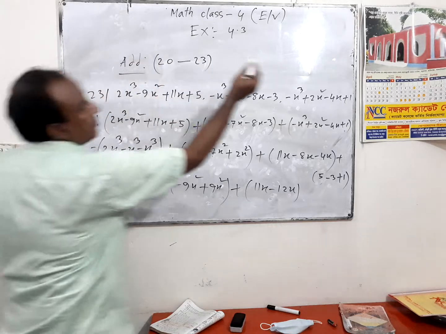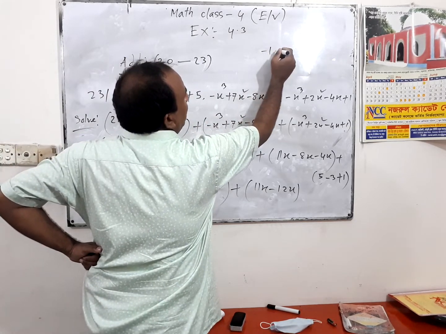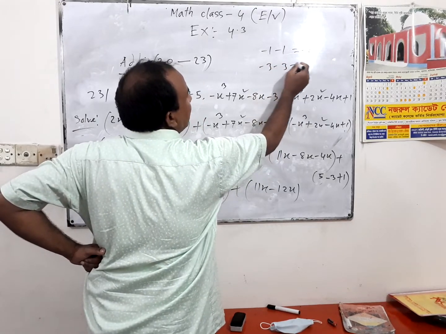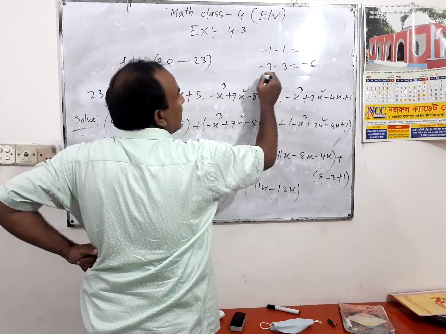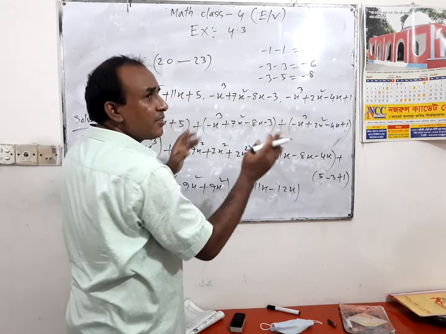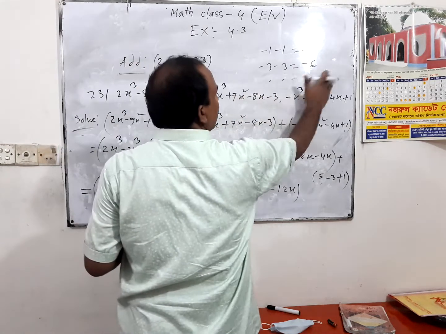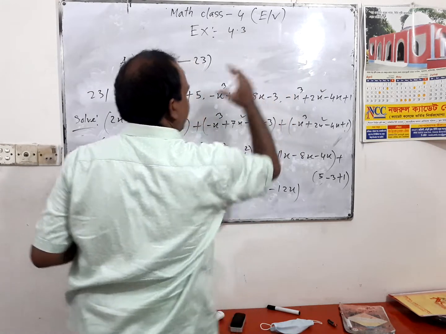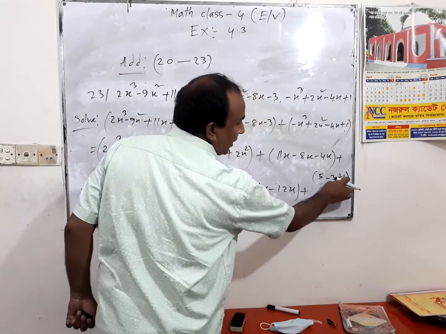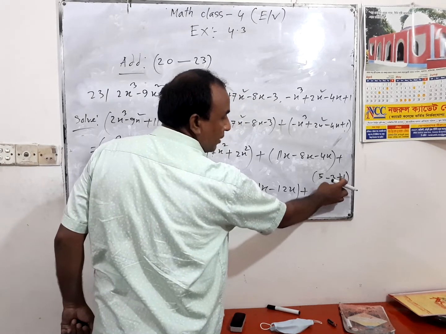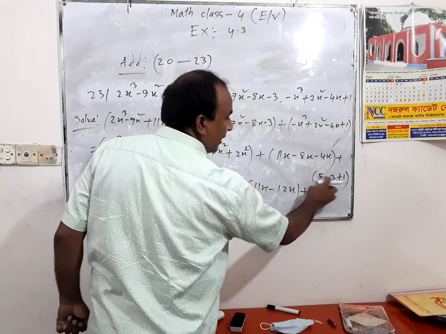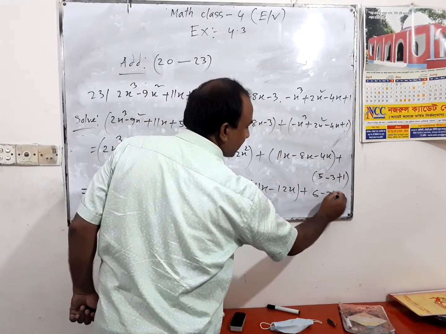Suppose minus 1 and minus 1 is together minus 2. Minus 3 and minus 3 is minus 6. Minus 3 and minus 5 is minus 8. Just minus, we take together minus. And same as 5 and 1 with plus sign. Before 1 there is a plus sign, before 5 there is a plus sign, plus. So 5 and 1 is 6, minus 3.